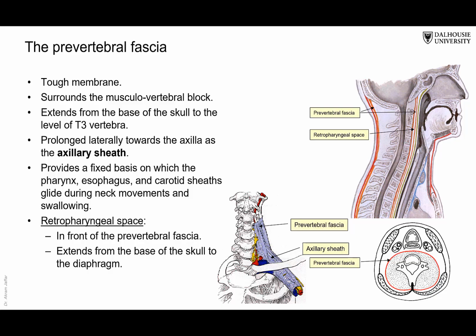Now, one thing to be mentioned about the prevertebral fascia, which surrounds the musculovertebral block, is that this fascia has a lateral extension, and this lateral extension goes to the axilla. As the fascia surrounds or encloses the brachial plexus, the brachial plexus would be present in that lateral tube, in that lateral extension of the fascia, and we call it the axillary sheath, which also contains the subclavian artery and the subclavian vein as well.